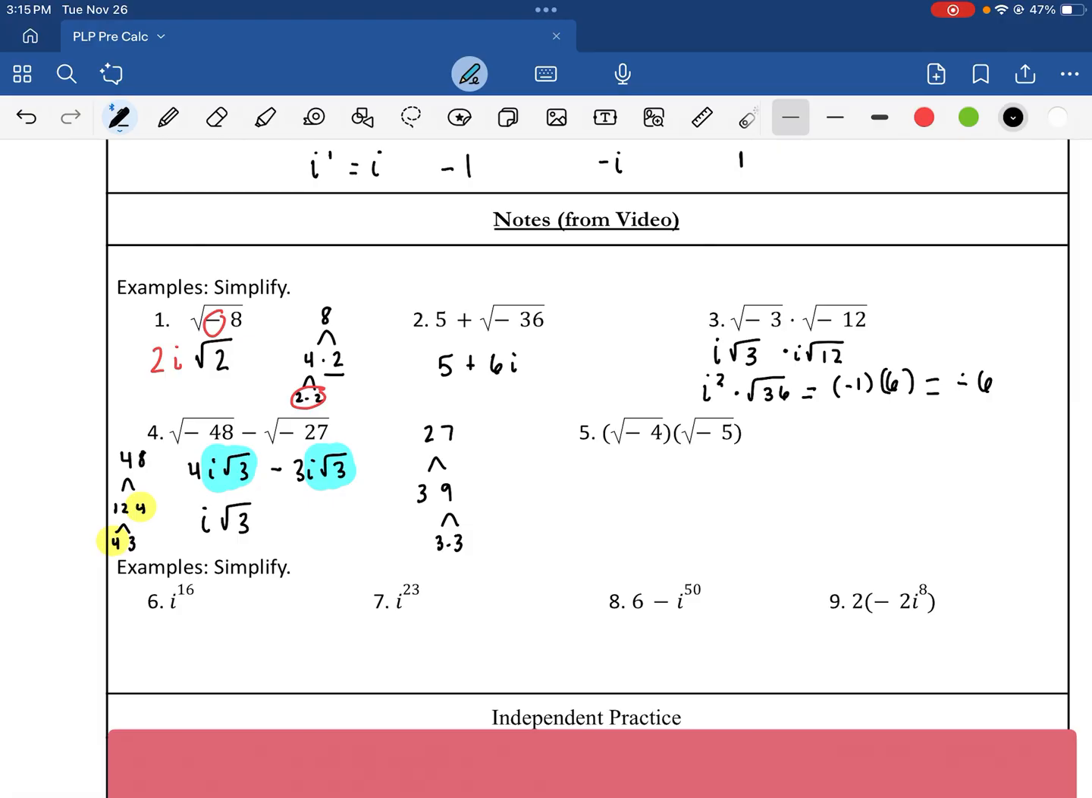And in this last example, we've got the square root of negative 4 times the square root of negative 5. So again, you want to pull out those I's first. So I square roots of 4 times I square roots of 5. The square root of 4 is 2. So we've got 2I squared, square roots of 5. I squared is negative 1. So 2 times negative 1 gives us negative 2 square roots of 5.